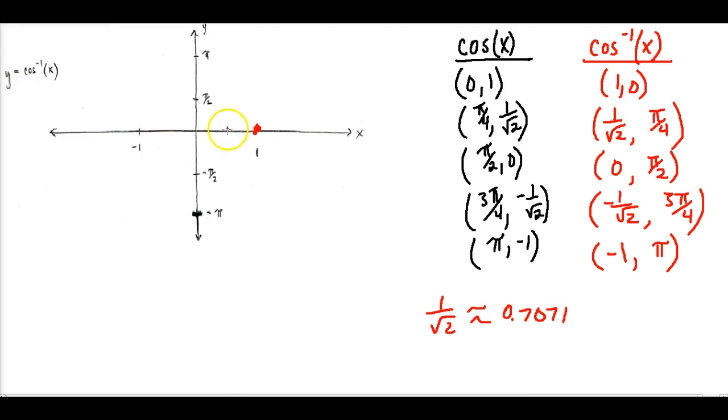0.7. So if this is the halfway point, that would be about here. And so pi over 4 would be about there. So we'll plot that. Then we have 0, pi over 2. And then we have negative 1 over square root 2, so negative 0.7, so that's about right here. And that would be 3 pi over 4, which would be halfway in between here. And then our last point would be negative 1, pi. And so now, you see if we just follow the profile, the graph looks something like this.